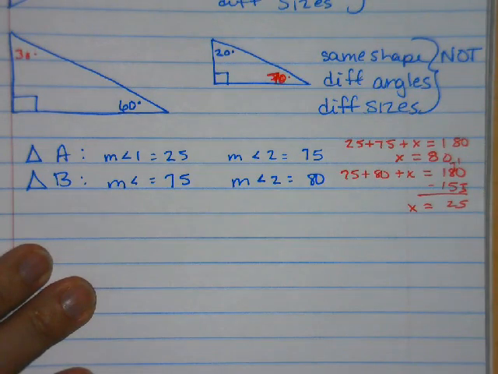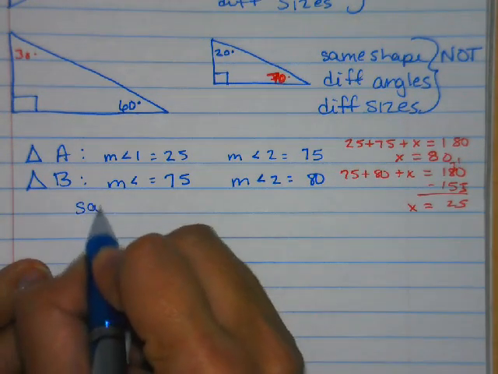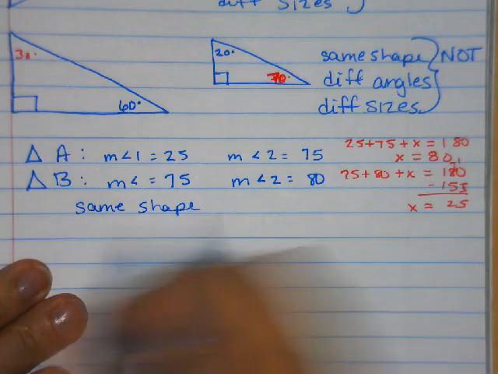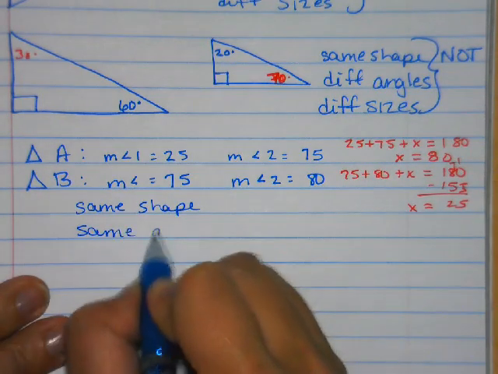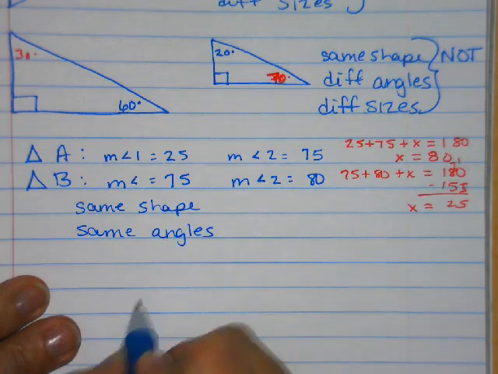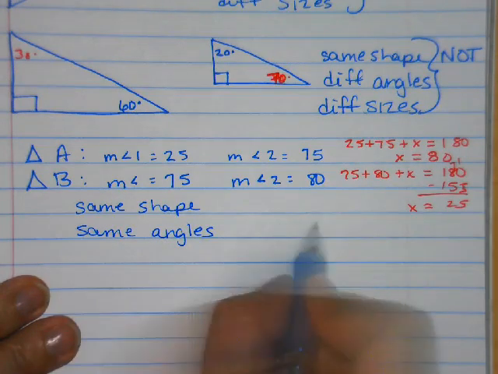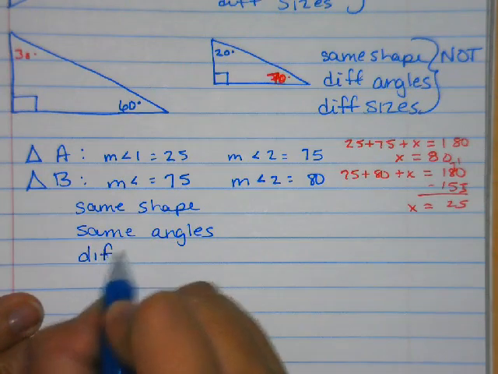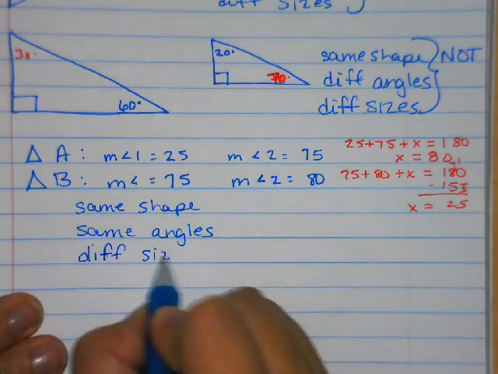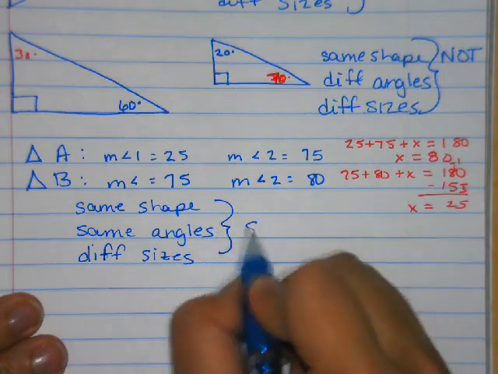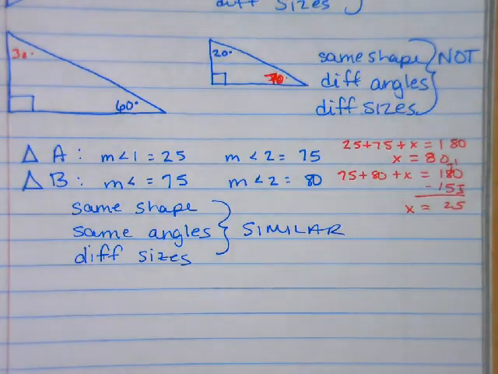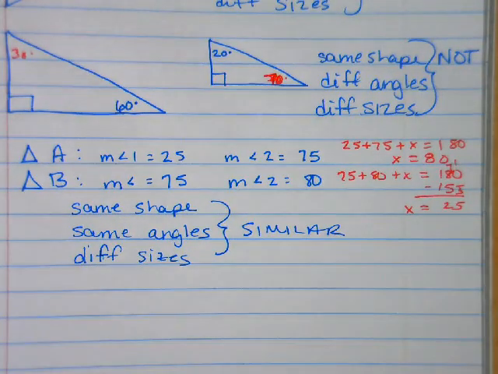So in fact, I could say that yes, they are the same shape because we know they are triangles. We know that they have the same angles. And we're going to assume because the angles are the same, they are probably different sizes. That one we can't say for sure, but based on the others, we can say that these are in fact similar. So that is how you determine similar triangles.